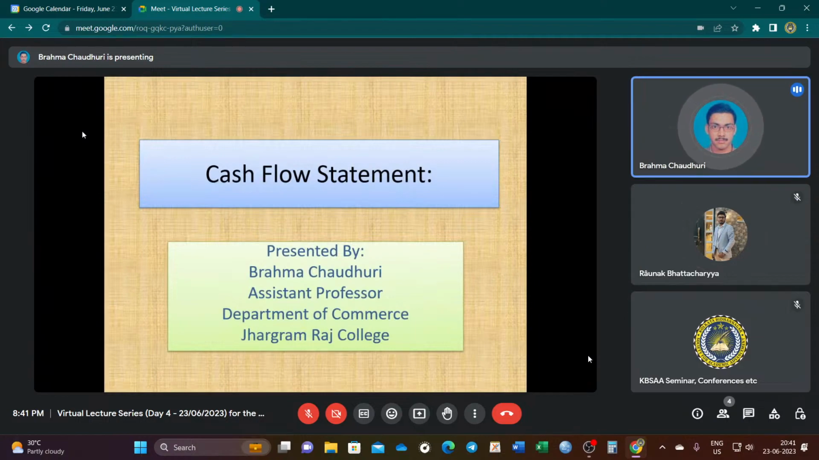So, this is about the cash flow statement. The very term cash flow statement comprises three terms: cash, flow, and statement. That means it is a financial statement which deals with the flow of cash. There will be some inflow of cash and outflow of cash, and the statement which deals with this inflow and outflow of cash for a particular period of time is known as the cash flow statement.